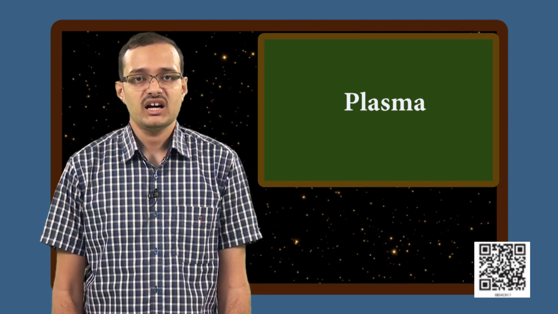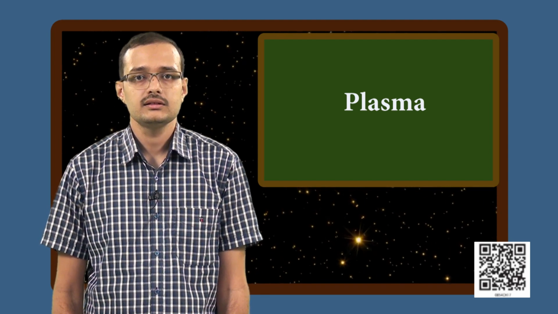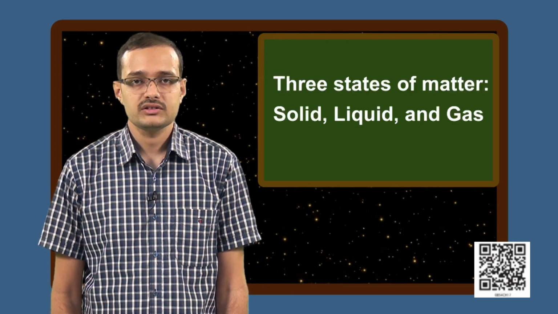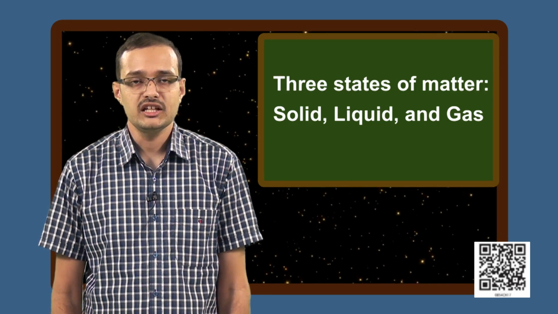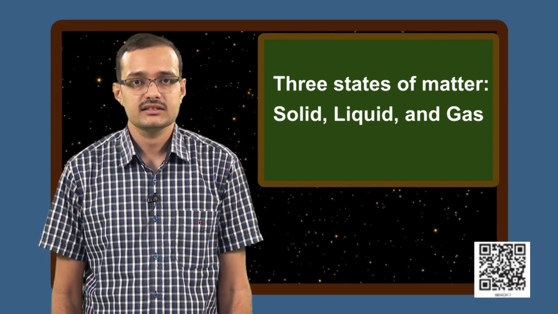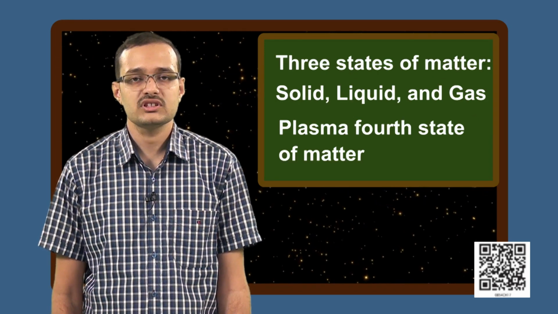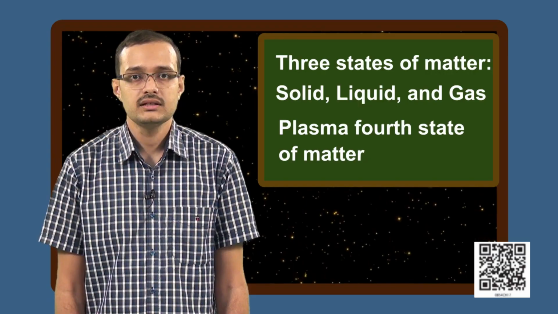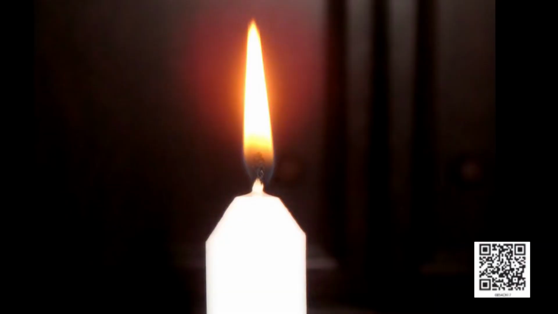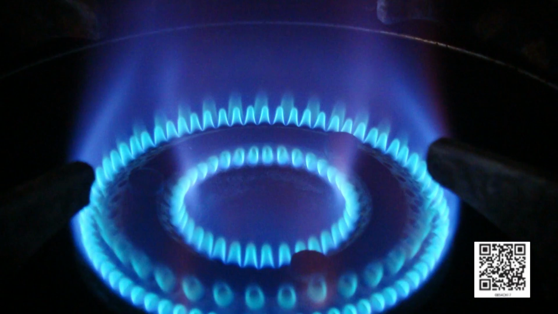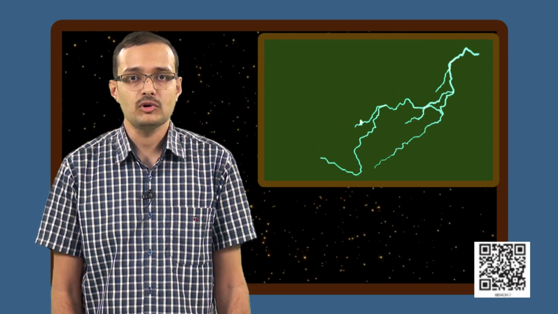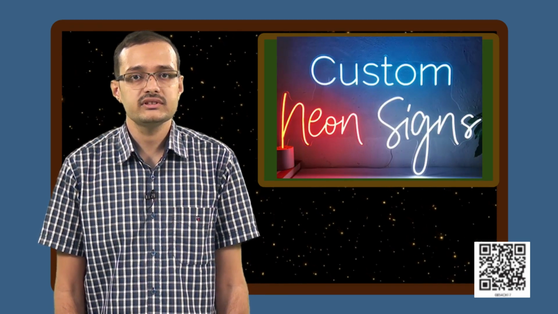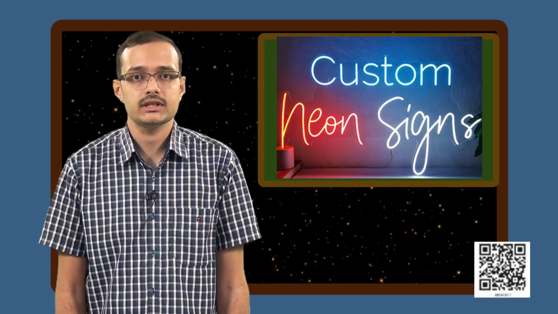We use the word plasma to describe the sun. Do you know what plasma is? Have you come across this term before? You have studied that there are 3 states of matter, namely solid, liquid and gas. Plasma is considered the 4th state of matter. You have actually seen this state of matter. The flame that you see on top of a candle, or in the burner of the stove in your kitchen, or the lightning that you see during the monsoon, and the neon signs that you see outside the shops are all examples of the 4th state of matter called plasma.